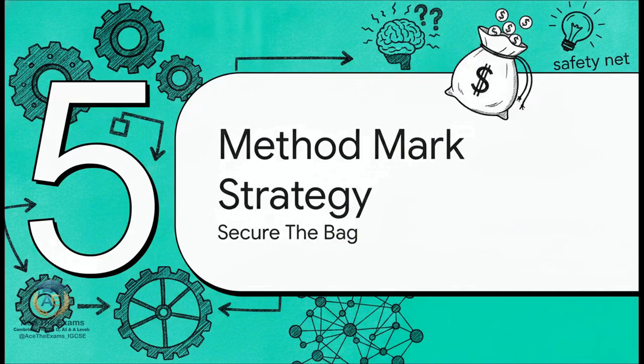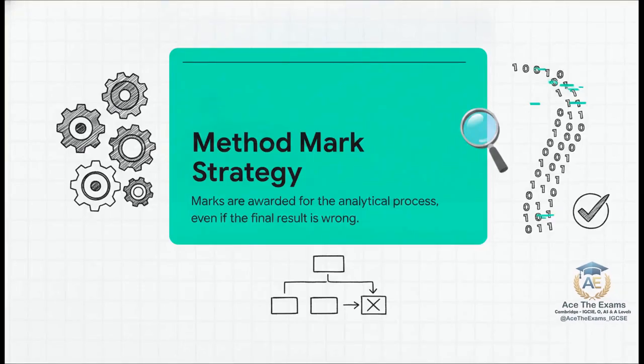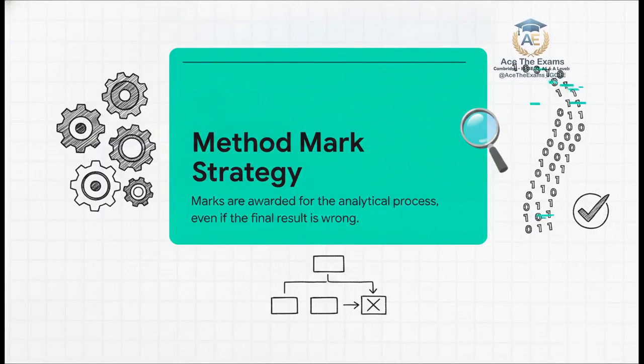Which brings us to the ultimate safety net. Section 5, the method mark strategy. So in Cambridge computer science exams, there is this incredible safety net, the method mark strategy. Basically, marks are awarded for demonstrating the correct analytical and procedural steps, even if your final mathematical or logical answer is entirely incorrect. Examiners genuinely want to reward your algorithmic thinking and your step-by-step decomposition. So if you extract data from a binary string to identify a malware signature, and you just happen to make a tiny arithmetic error on the very last bit, you don't lose everything. You still earn marks for the logical process you showed.